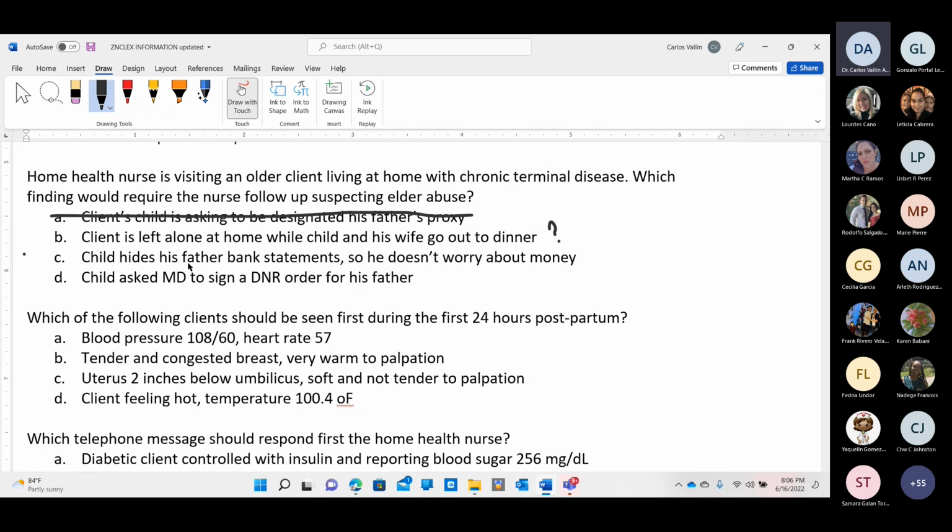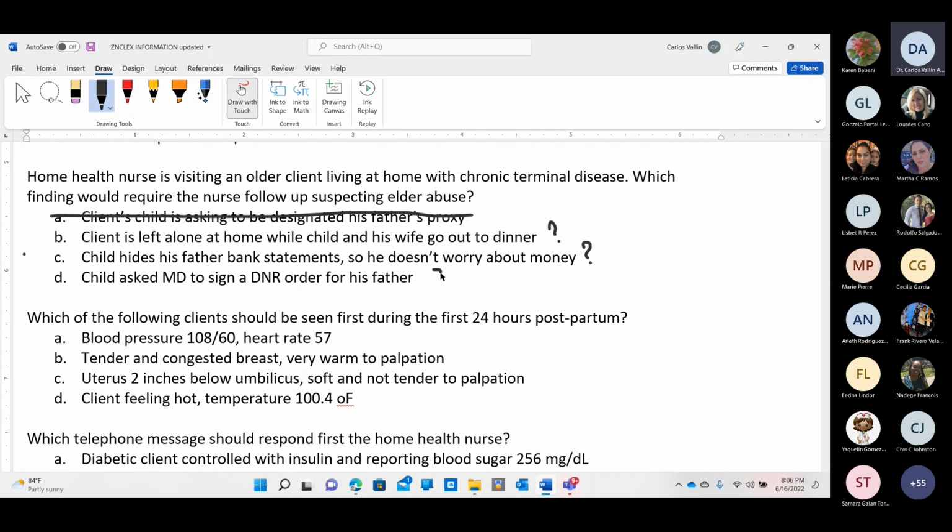Option C: the child has his father's bank statement, so he doesn't worry about money. Suspicious. Mhm. Option D: the child asked the doctor to sign a DNR order for his father. Do you think that necessarily is evidence? That's suspicious too. It's suspicious, yeah. Okay. Interesting that you consider this suspicious.